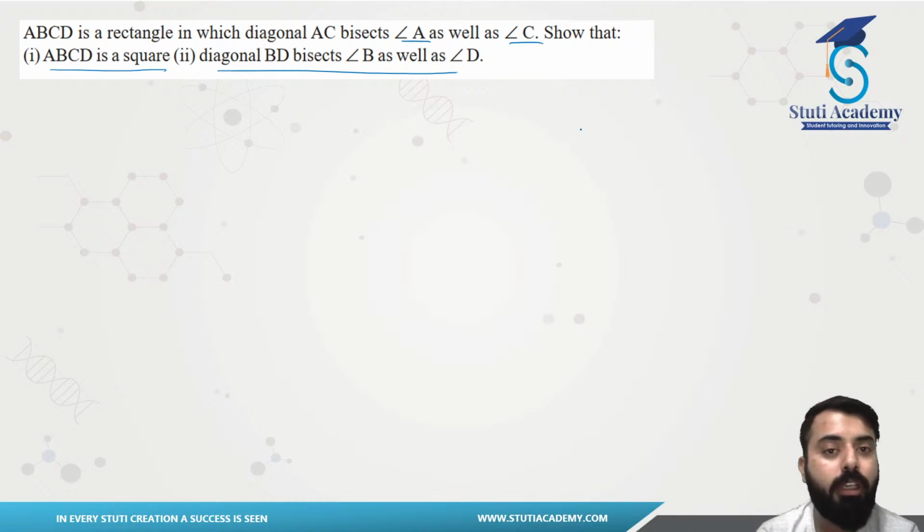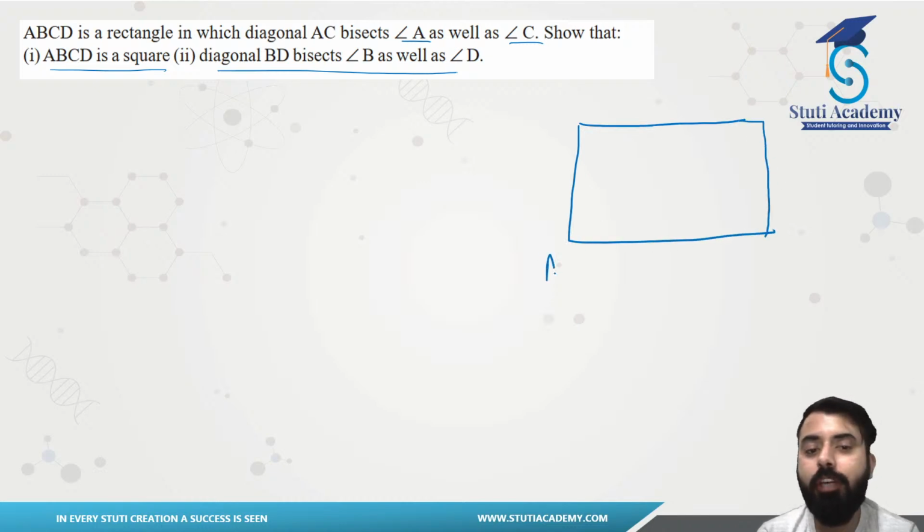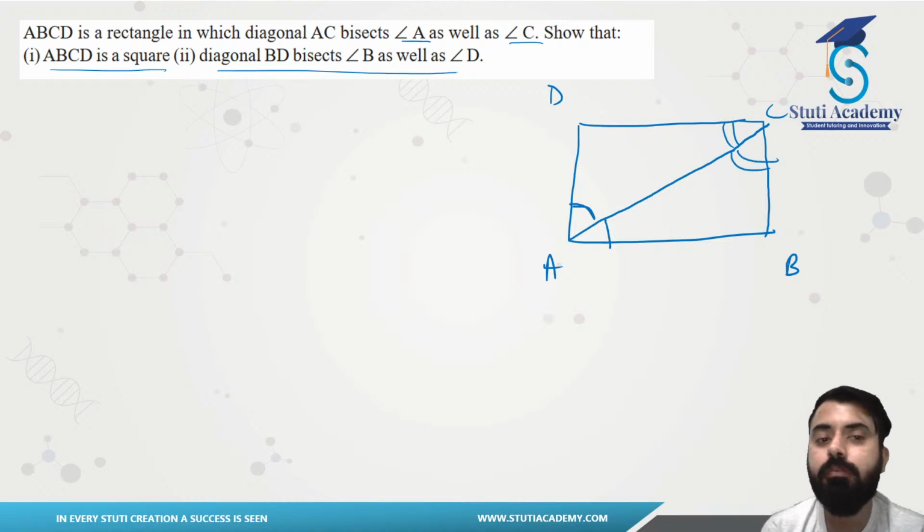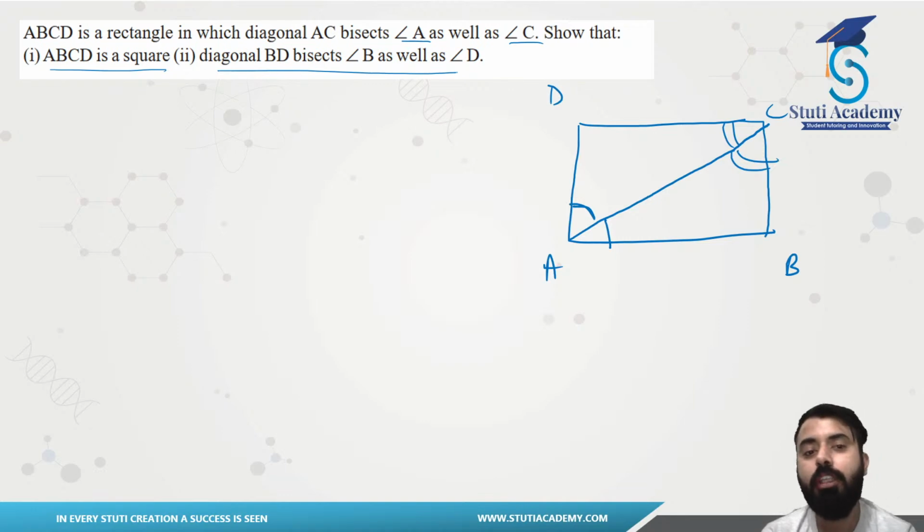Let's start with this. We have been given a rectangle ABCD in which, if I join diagonal AC, it bisects angle A as well as angle C. So we have to show that it is a square. It is quite easy to prove. See, this angle equal to that one, this angle equal to that one, this side common, CPCT, AD is equal to AB. Since it is a rectangle, opposite sides have to be equal.